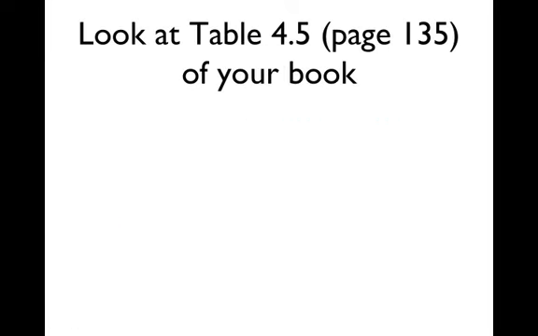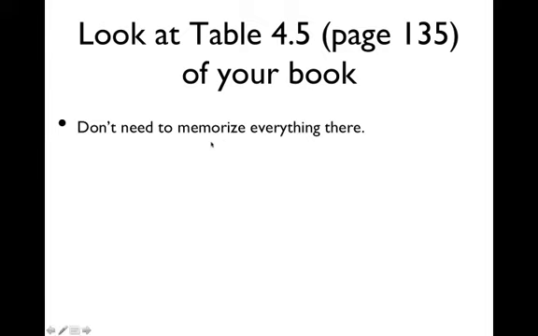There's a table in your book, table 4.5, I believe it's on page 135 of your book, and it basically lists a bunch of the atoms that have multiple preferred electrical charges. You can look at that table if you want. You certainly don't need to memorize all of the information there. I don't want you to memorize the information there. It would be a little bit of a waste of time.